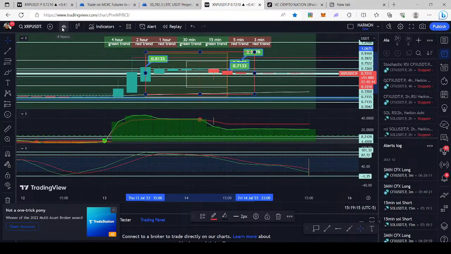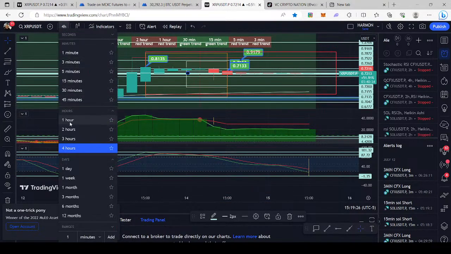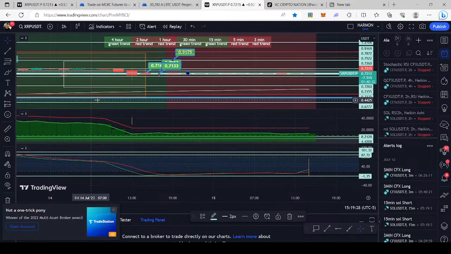Now what I want to do is take a look at the, and it's still going down. The 4 hour hasn't touched bottom yet, so it is continuous right now. It's still going down. Now I want to take a look at the 2 hour. And these are RSIs, guys.